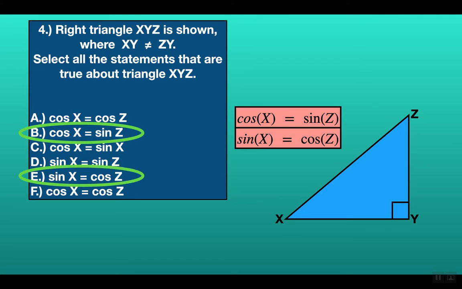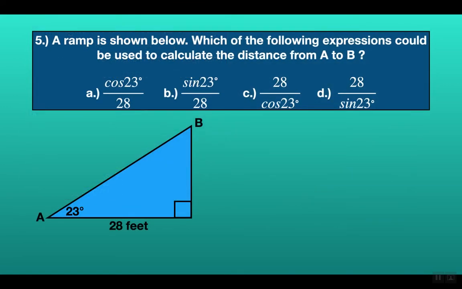Okay, let's move on to question number 5. Now we're getting into the questions where you have to solve for the length of a side that's missing. All right, so we have a right triangle, and the question says a ramp is shown below. Which of the following expressions could be used to calculate the distance from A to B?